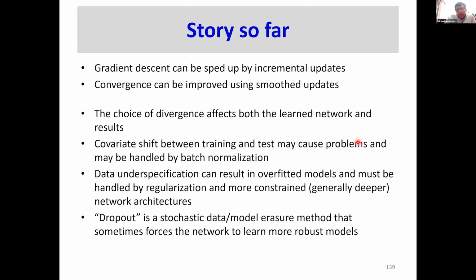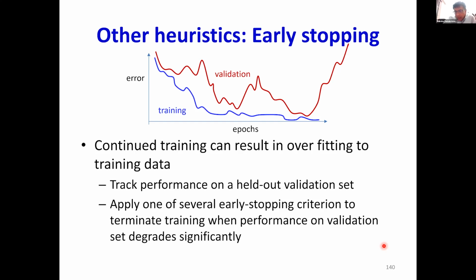Right? So the story so far is that gradient descent can be sped up by incremental updates. Convergence can be improved using smooth updates. The choice of divergence affects both the learned network and results. Covariate shift between training and test may cause problems and can be handled by batch norm. Data under-specification can result in overfitted models and must be handled by regularization and more constrained, generally deeper network architectures. So this is a pretty new lesson. And we also saw that dropout is a stochastic data or model erasure method that sometimes forces the network to learn more robust models, right? Any questions?